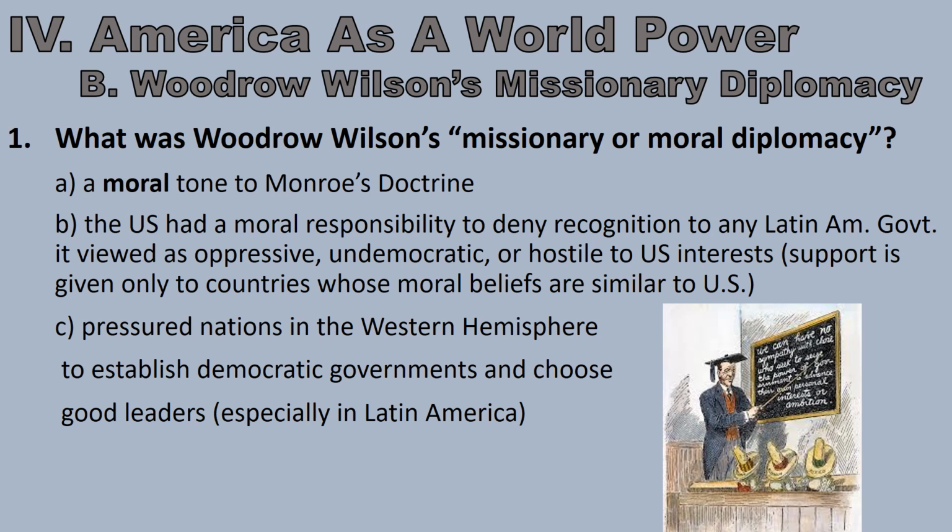Basically stating that now the United States had a more moral responsibility to deny recognition to any Latin American government it viewed as oppressive or undemocratic or even hostile to U.S. interests. So support, and mostly this is going to be financial support, is really going to be given only to countries whose moral beliefs are similar to the United States. This really puts pressure on nations, and especially in the Western Hemisphere, to establish democratic governments and choose very good leaders, again, especially in Latin America. And it's really a revolution in Mexico that will really put Wilson's policy to the test.